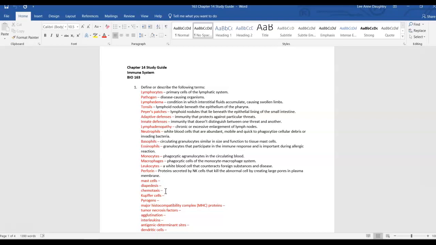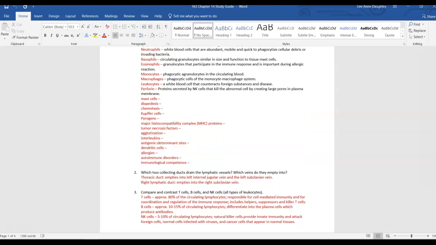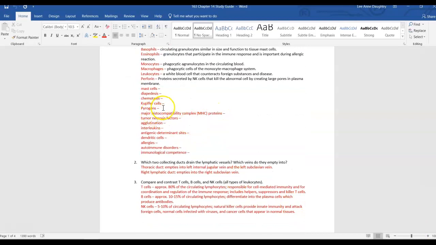Chemotaxis is the response of immune system cells towards certain chemicals, like interferons and cytokines and different chemicals that are released at the site of infection. Kupffer cells are cells of the liver that also play a role in immunity. Pyrogens are chemicals that cause fever.